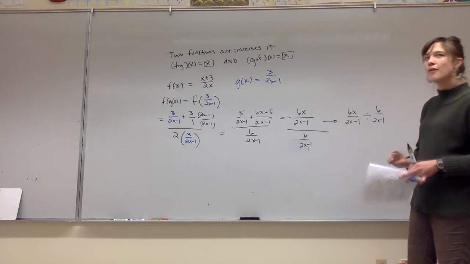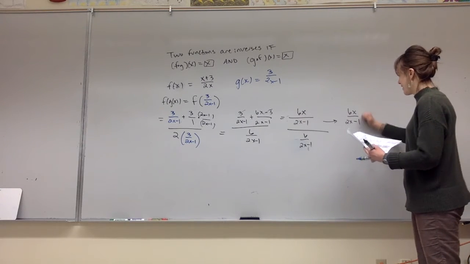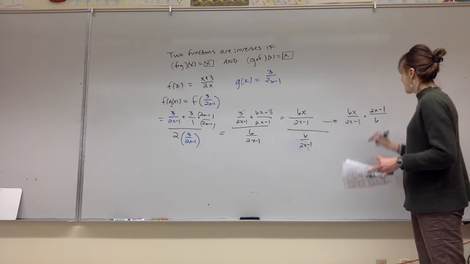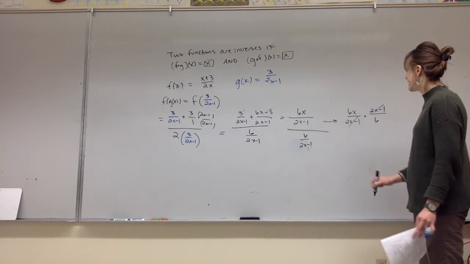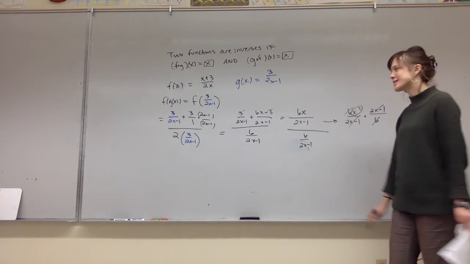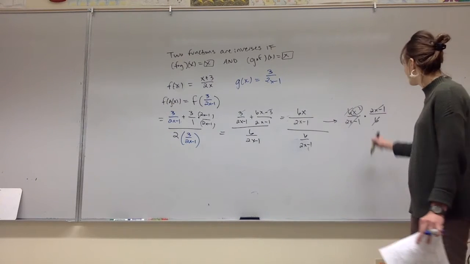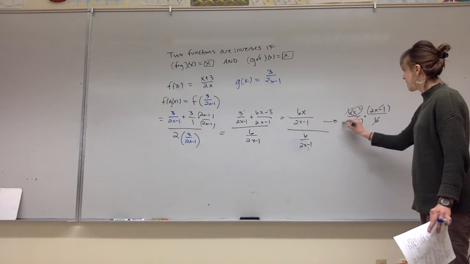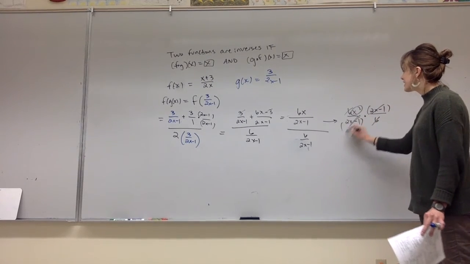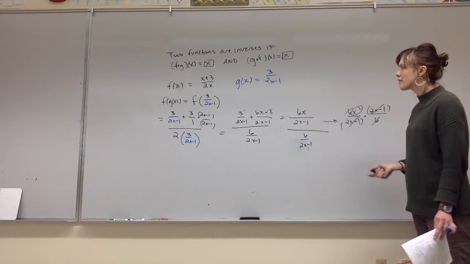What can I do now? Flip it and multiply it. So these cancel, and the 6's cancel, and I'm left with x. Woo! Boom. That was a lot, right? Because now that I'm multiplying, I can cancel out these terms. And the 6's, I'm just left with x.